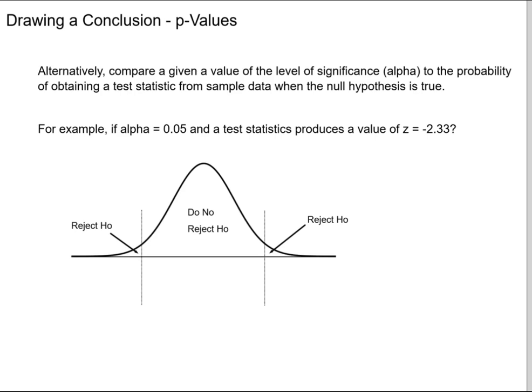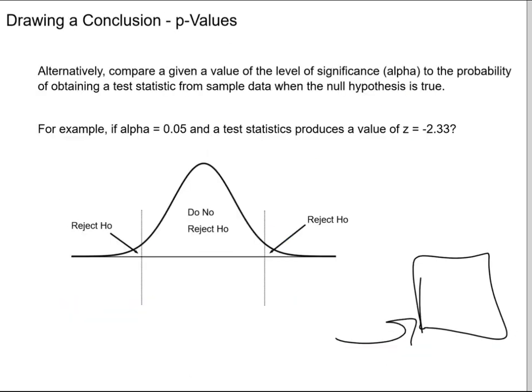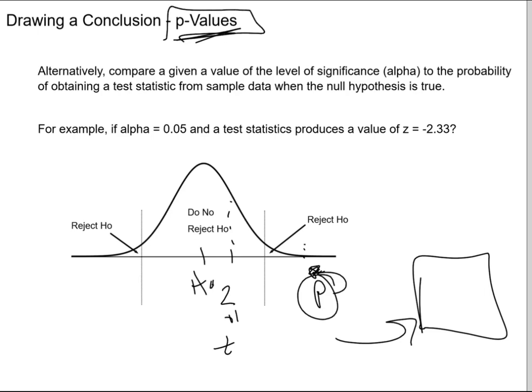An alternative way to draw a conclusion about the null and alternative hypothesis is to look at the data. The data will generate a value of our test statistic, and we can take that value and figure out where that value of z or t from the data falls in this distribution. We can calculate the probability associated with getting that level of test statistic when the null is true, and that probability is what we'd refer to as the p-value.